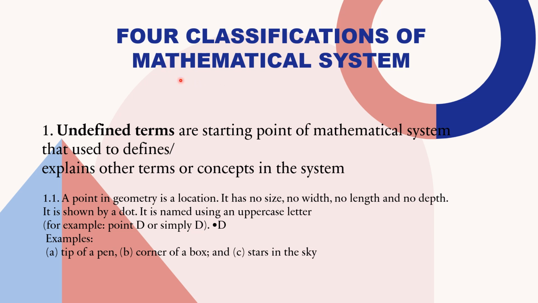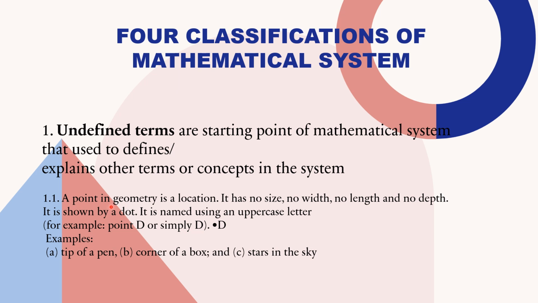Okay, so let us now discuss the four classifications of the mathematical system. First, we have the undefined terms. These are the starting point of the mathematical system that is used to define or explain other terms or concepts in the system. So number one is a point.